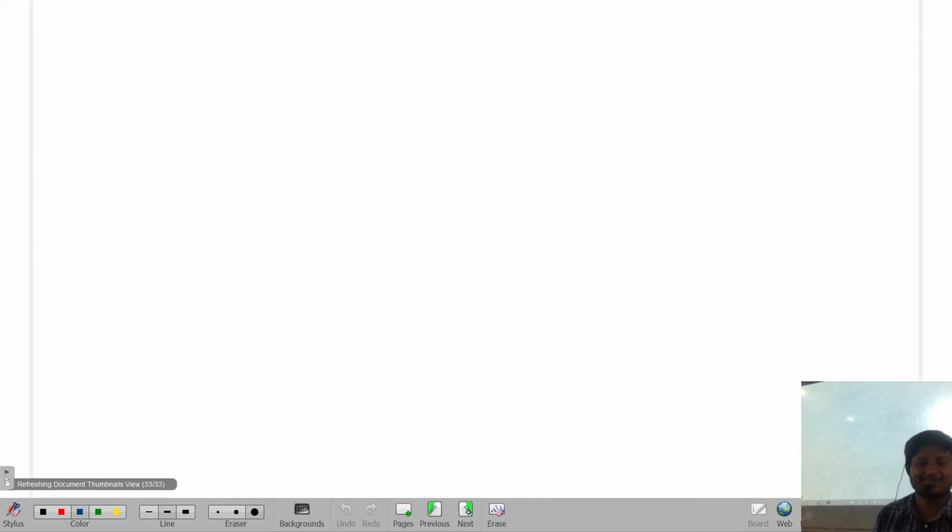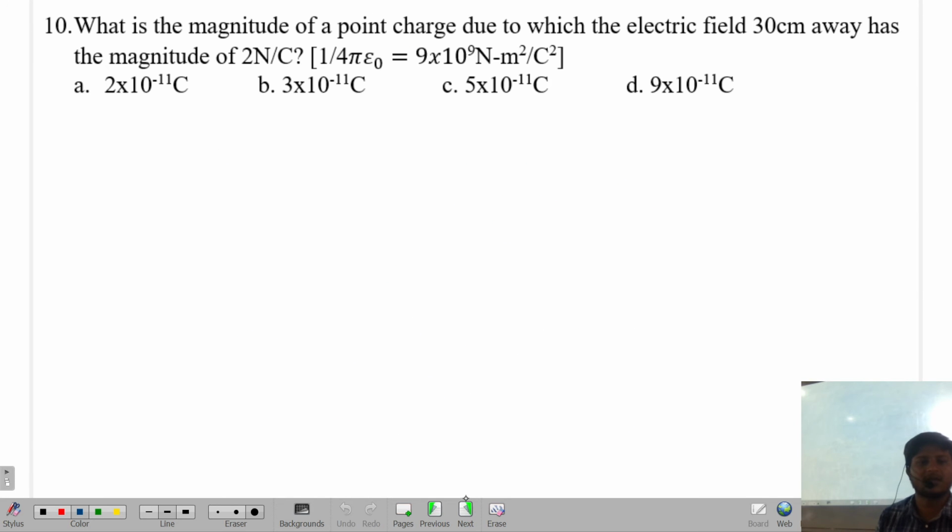Okay, moving to the next question. Question number 9 done. Now 10. We'll go here, solve this problem, then we'll move to difficult level problems. NEET level problem. What is the magnitude of the point charge due to which the electric field 30 centimeter away?